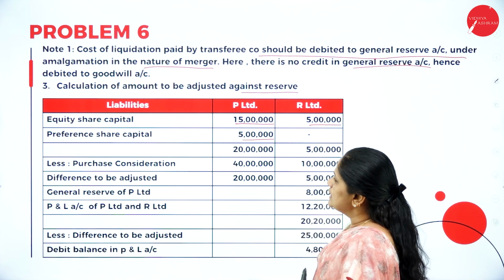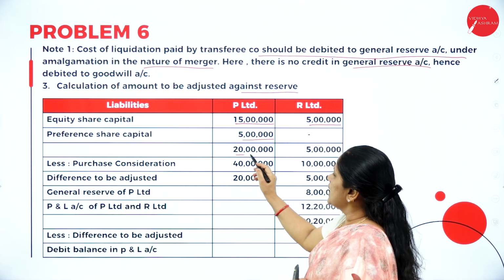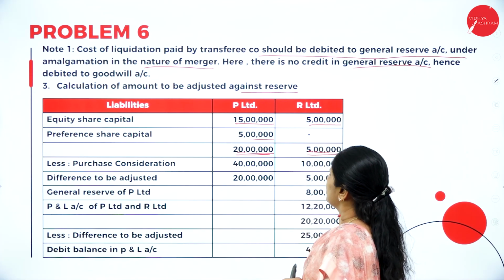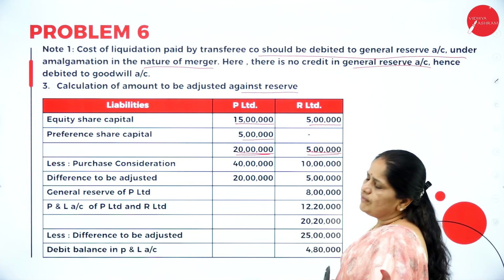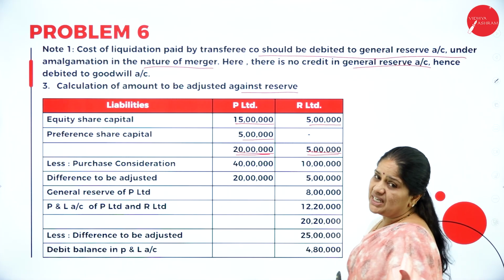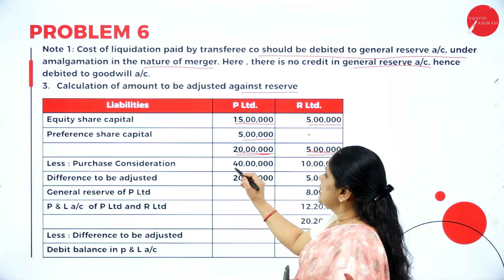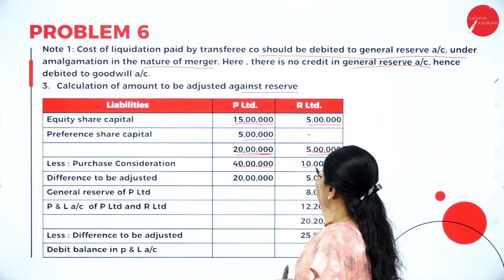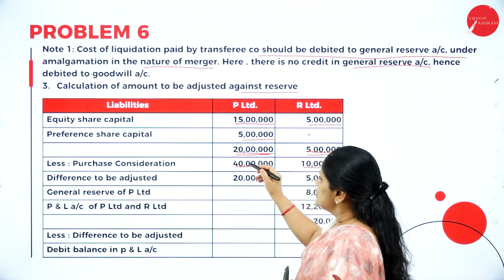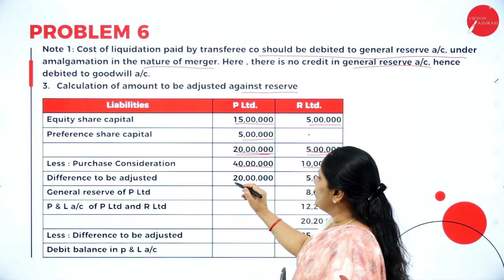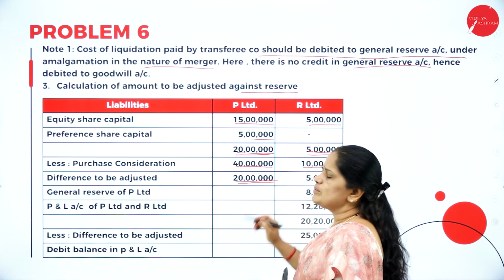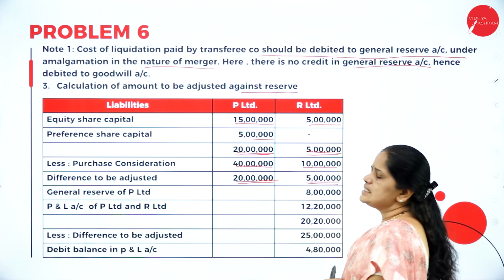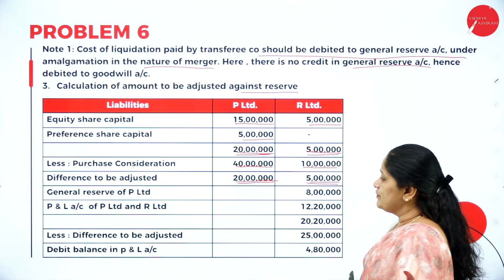Now, what is the total capital here? P Limited it is 20 lakhs, R Limited it is 5 lakhs. Now, from this we deduct the purchase consideration. What is the purchase consideration of P Limited? 40 lakhs. Purchase consideration of R Limited is 10 lakhs. So, from 40 lakhs you deduct 20 lakhs. So, there is a difference to be adjusted for 20 lakhs here, and here also there is a difference to be adjusted for 5 lakhs.